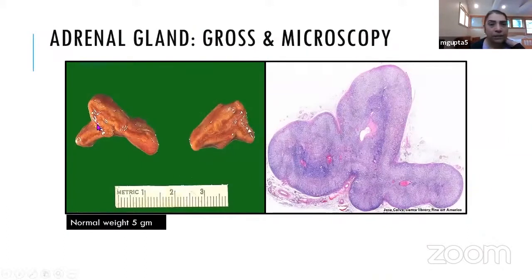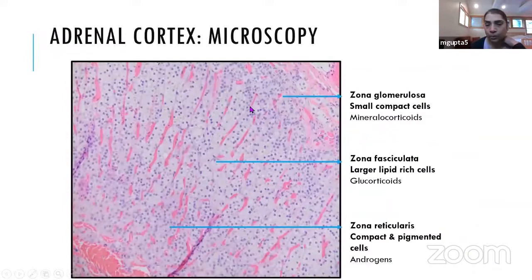Grossly, the adrenal glands are triangular structures, and the two portions of this gland are the cortex and medulla, and you've already heard about the medulla. That's the center part of the gland, which is brown in color on gross examination, and the outer cortical portion appears tan yellow.